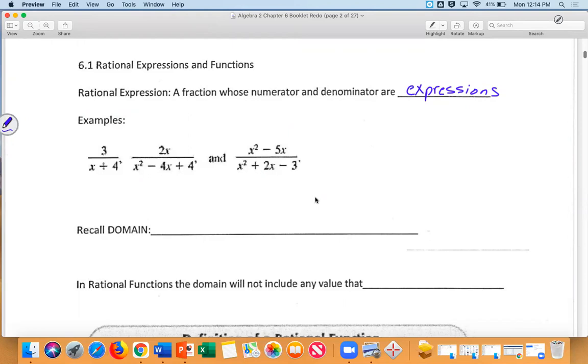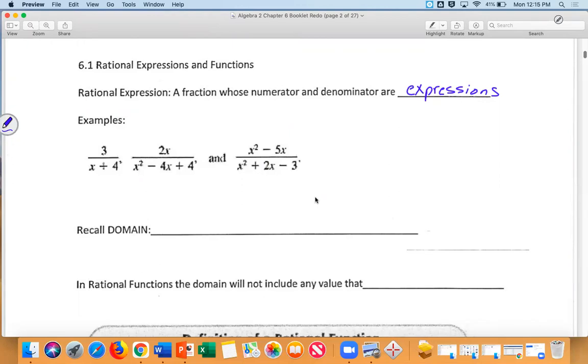Okay, so here are examples. We have 3 over x plus 4. We have 2x over x squared minus 4x plus 4. And we have x squared minus 5x over x squared plus 2x minus 3. So why am I saying this is a culmination of a lot of the stuff we've been doing so far?